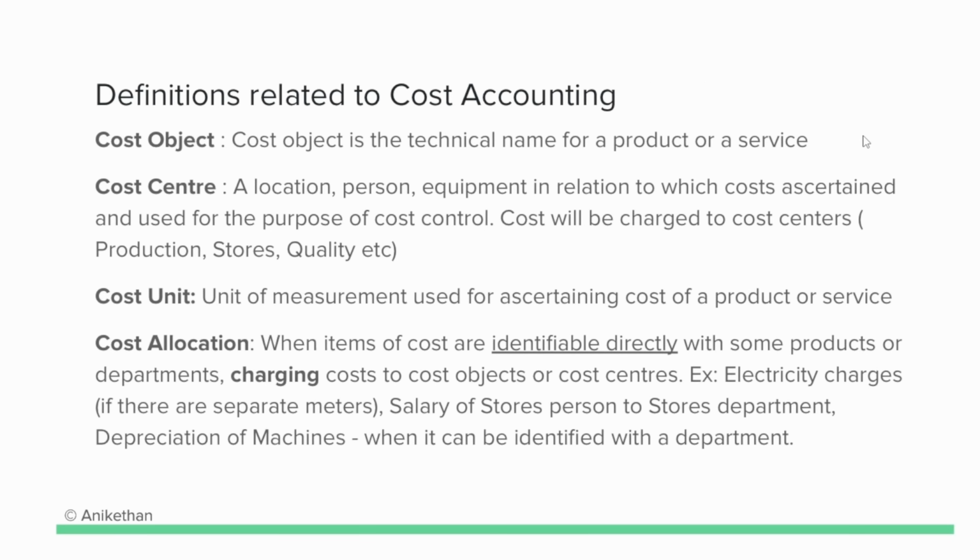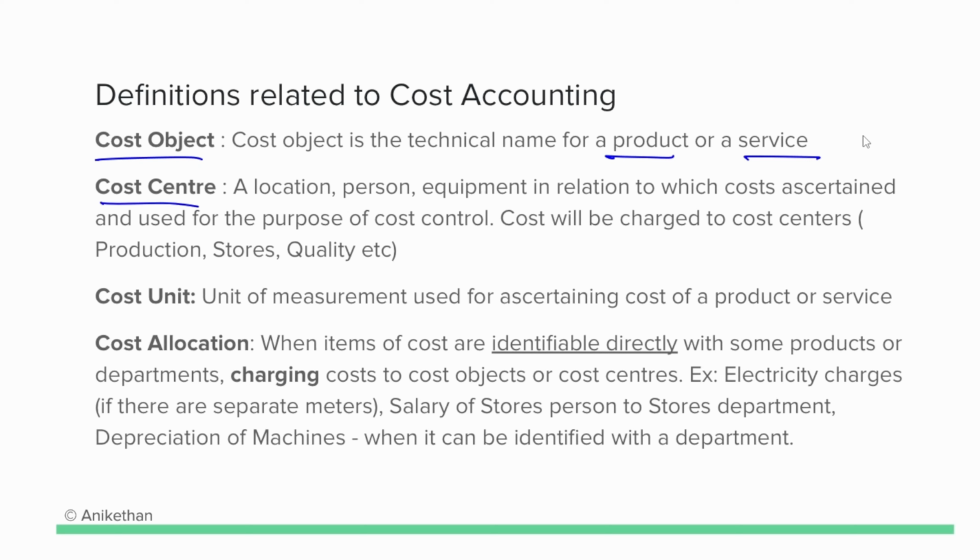We will learn some basic definitions related to cost accounting. This can come in your 1 mark or MCQ type of question, but let us understand it in a fundamental way. First is cost object. What is a cost object? It is nothing but a technical name given to a product or a service. That's all. So in a car organization, the car is a product. In a mobile manufacturing company, mobile is the cost object.